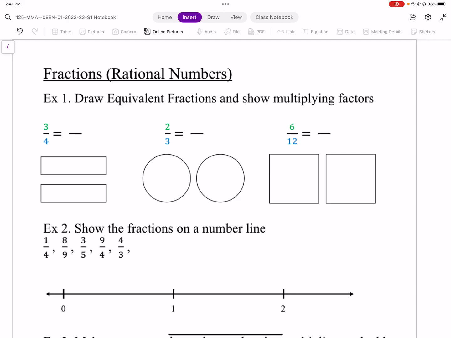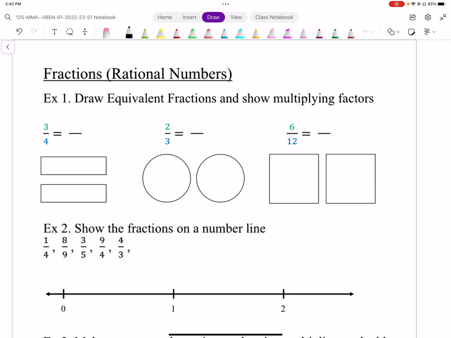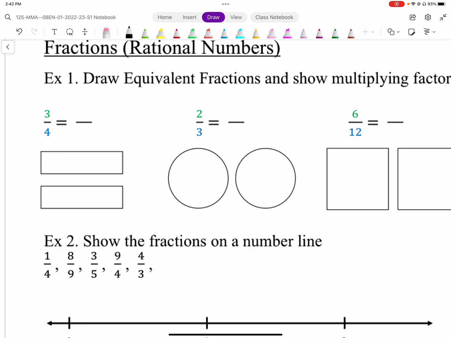Reviewing fraction operations, we're going to first start by drawing equivalent fractions, and we're going to show multiplying factors. So when we have the fraction 3 over 4, I can draw this as 4 parts that make up the whole, and then 3 parts that make up the parts. So there's my 3/4 fraction.